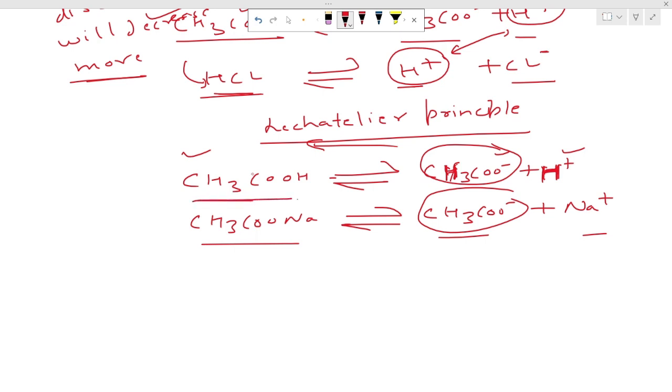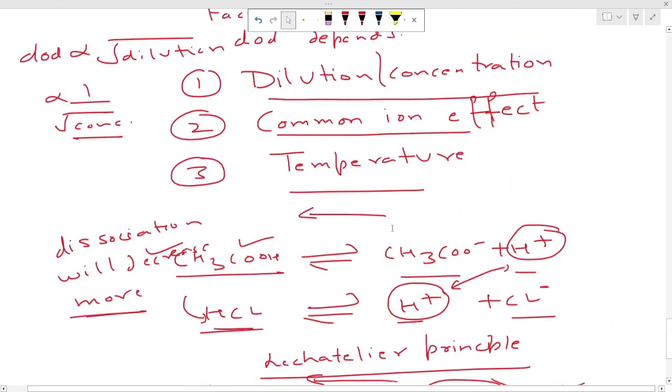So this is the meaning of common ion effect. Because the common ion is present, the dissociation of the weak acid decreases, and this is one factor which affects the degree of dissociation of any weak electrolyte.